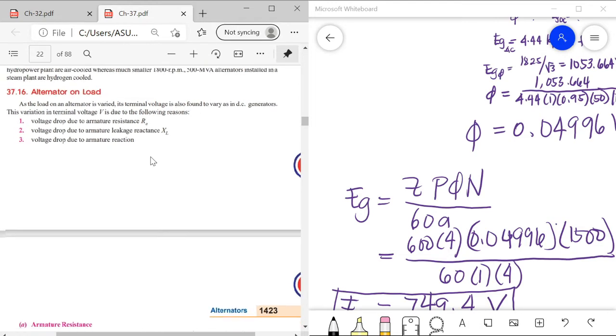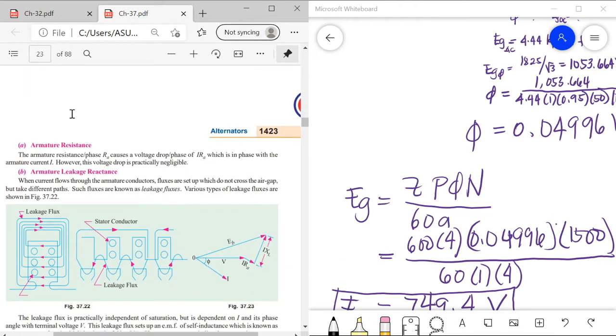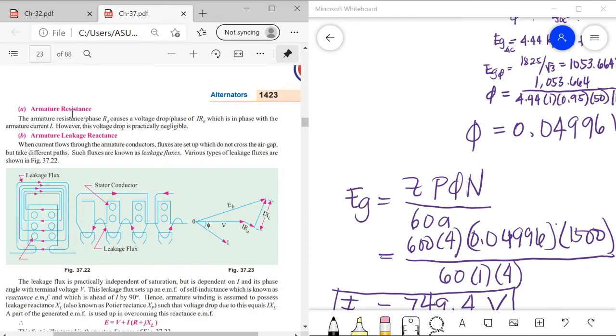This variation in terminal voltage is due to the following reasons: the voltage drop due to armature resistance RA, the voltage drop due to armature leakage reactance XL, and the voltage drop due to armature reaction. So these three factors can vary the output voltage in an alternator. First is the armature resistance drop.